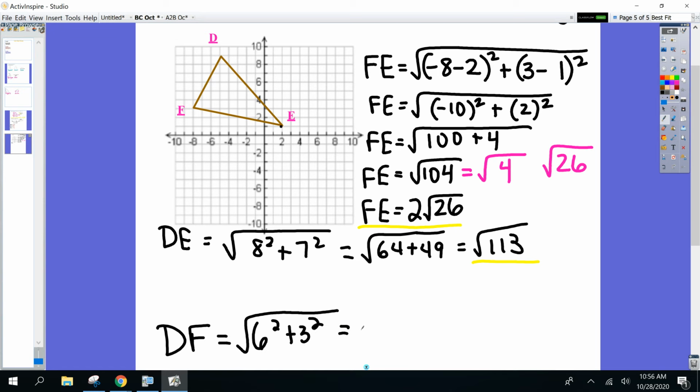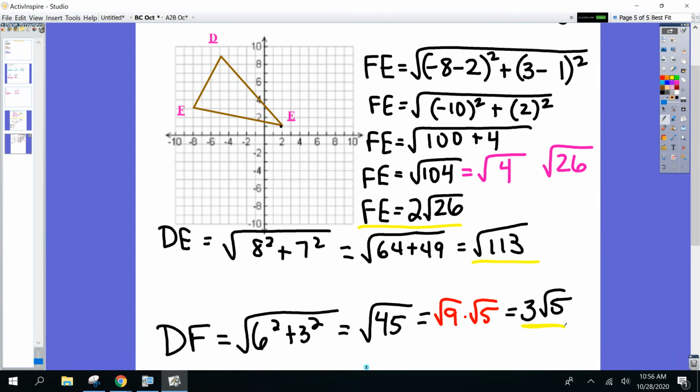You get 36 and 9, which is 45, but we can break that down. Ready, Vinny? What's a perfect square that goes into 45? 9. 9, yep. So 9 times 5. Keep going here to finish this off. What's the square root of 9? 3 radical 5. There you go, everybody. 3 radical 5 for DF. Good job. All right, look at the 3 side lengths now: 2 radical 26, radical 113, and 3 radical 5.